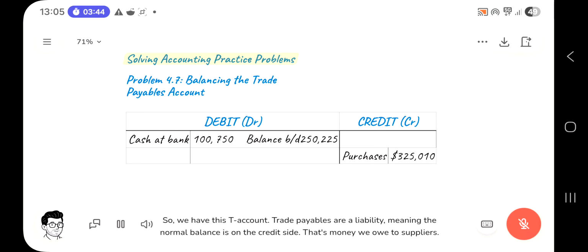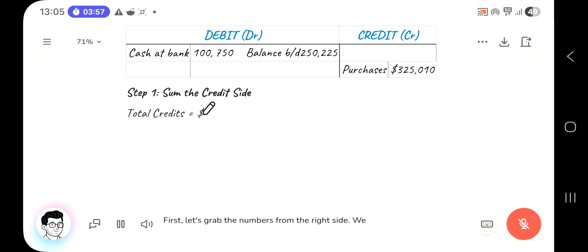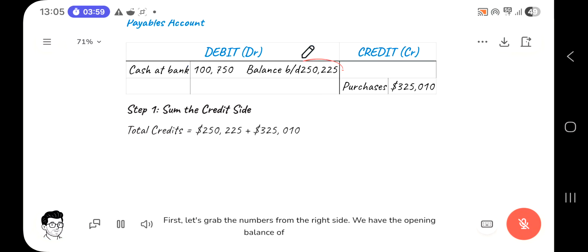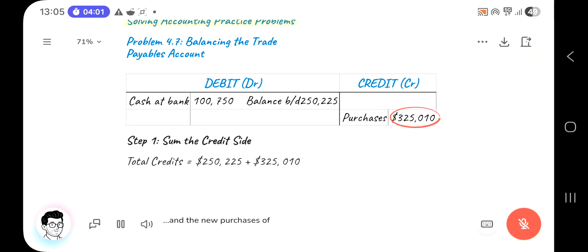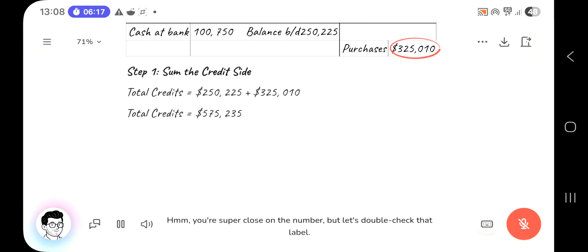First, let's grab the numbers from the right side. We have the opening balance of $250,225 and the new purchases of $325,010. If we add those up, what do we get for the total on the credit side? You're super close on the number, but let's double check that label.